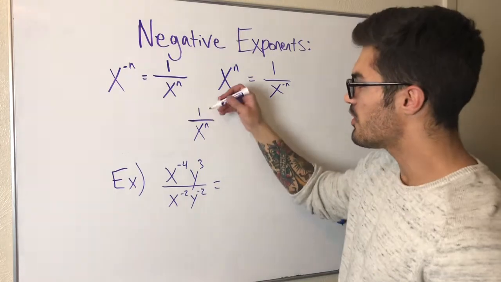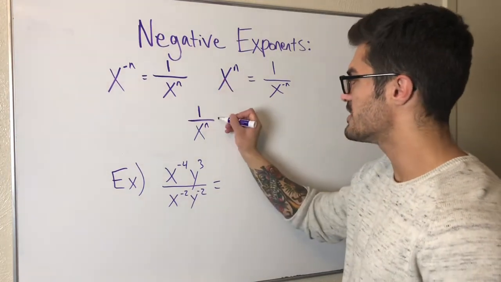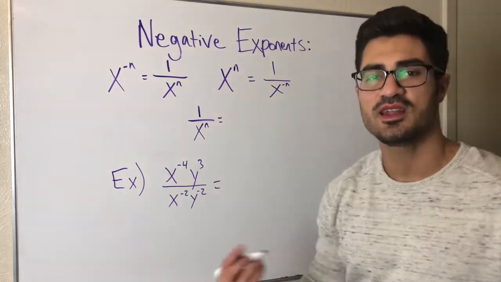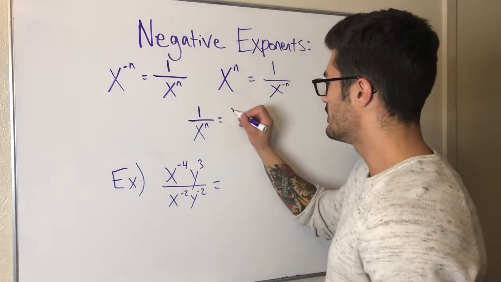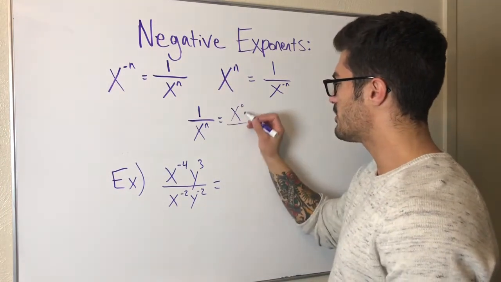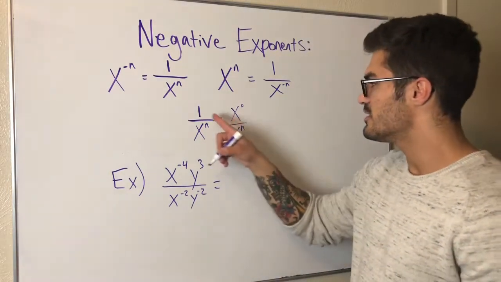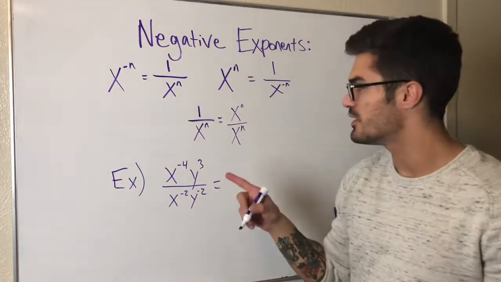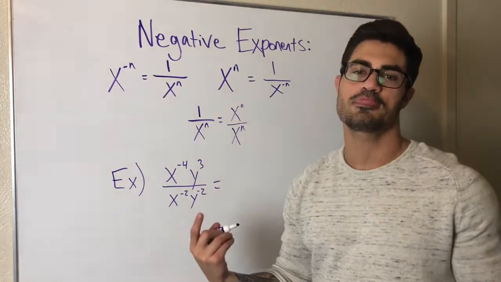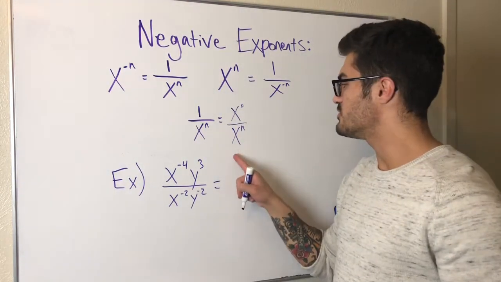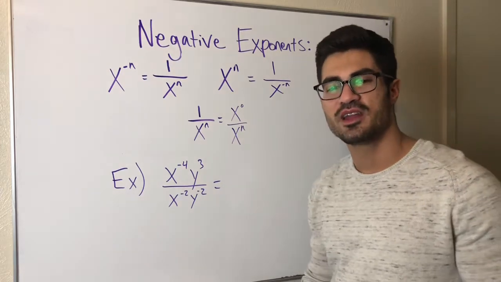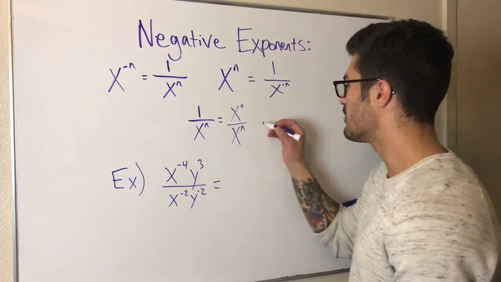We can rewrite 1, as we've just seen in our last example: anything to the 0 power is 1. So if I have x to the 0 power up here and x to the n down here, it's still equivalent, right? And now what can I do? I can use my law where I have two things of the same base being divided, my quotient of powers law.